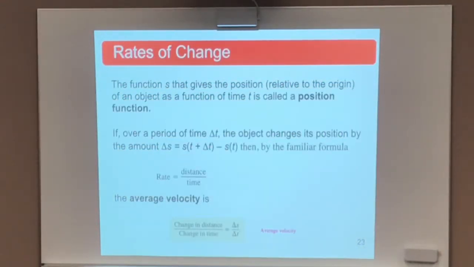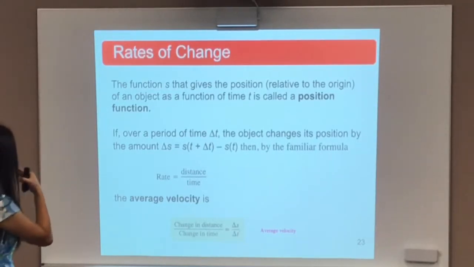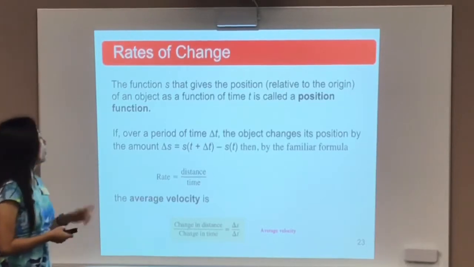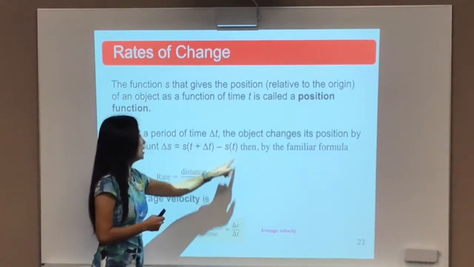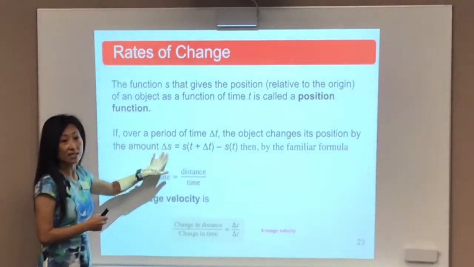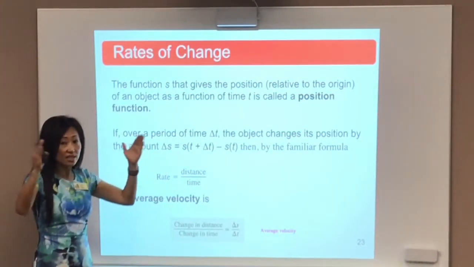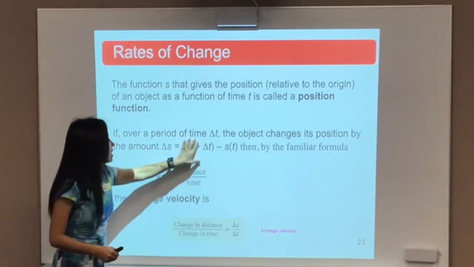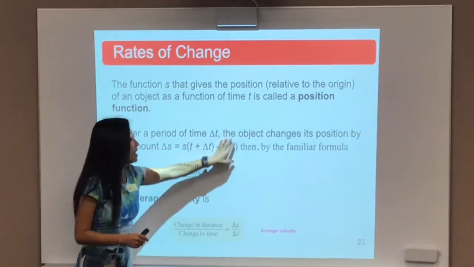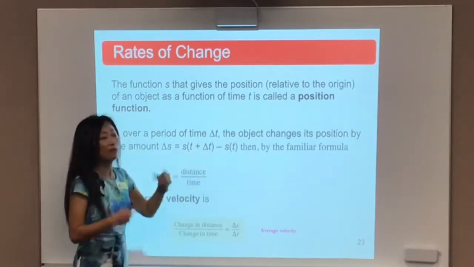The function s that gives the position relative to the origin of an object as a function of time t is called the position function. If over a period of time, delta t, the object changes its position by an amount of delta s, which is s of t plus delta t minus s of t. This is like a delta y. Are you with me, class? Delta s stands for the change in distance, okay? This is like f of x plus delta x, and this is f of x. They're just changing a variable.